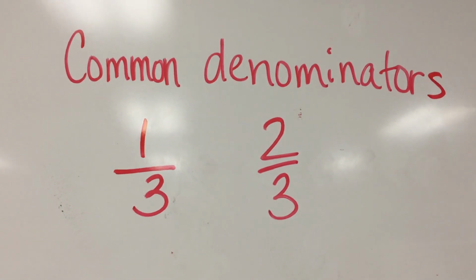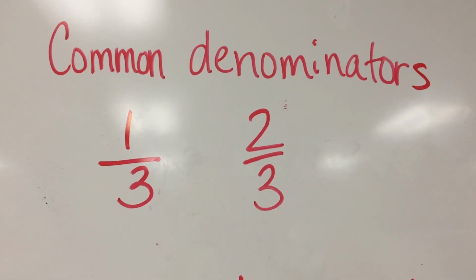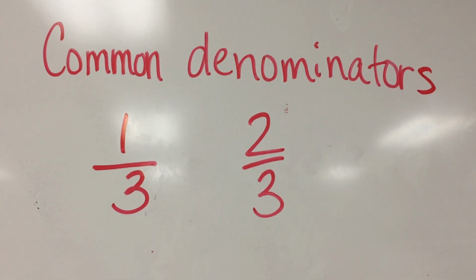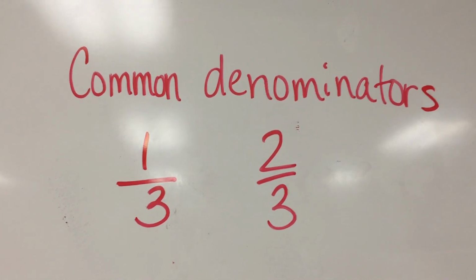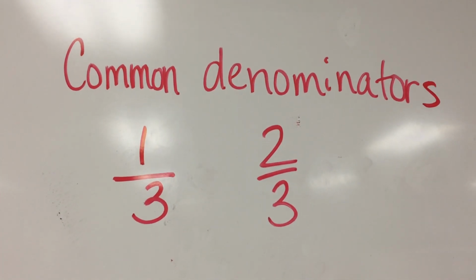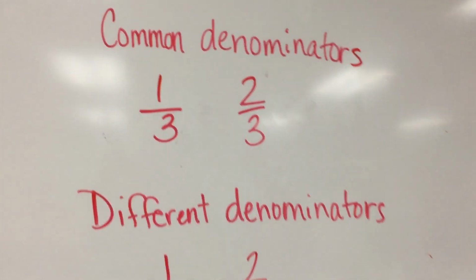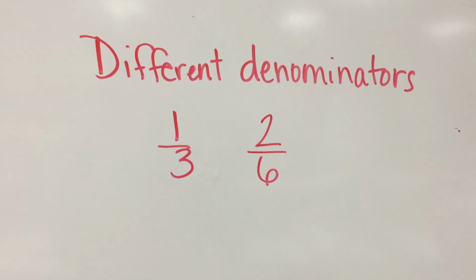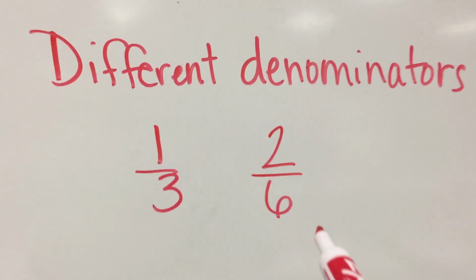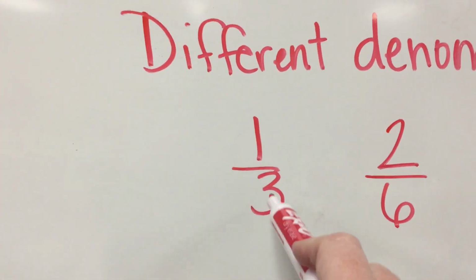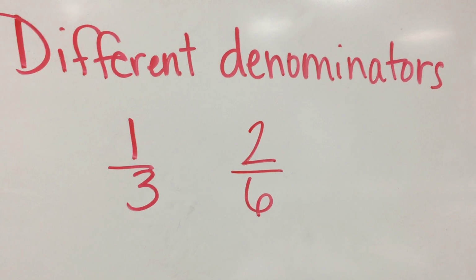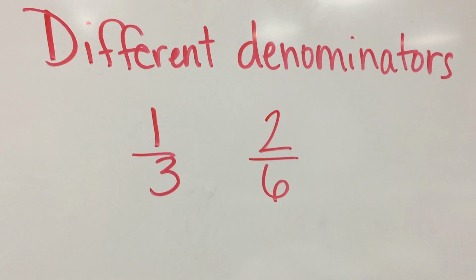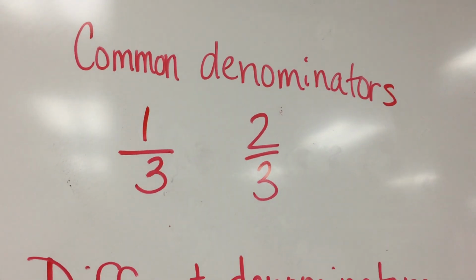1/3 and 2/3 both have the same denominator. So that's an example of fractions with common denominators. Pause the video to give yourself time to write. And then we have an example of fractions with different denominators. 1/3 and 2/6 have different numbers on the bottom of the fraction. Today we're going to be adding and subtracting and comparing fractions, so we need to make sure that they have common denominators before we do that.